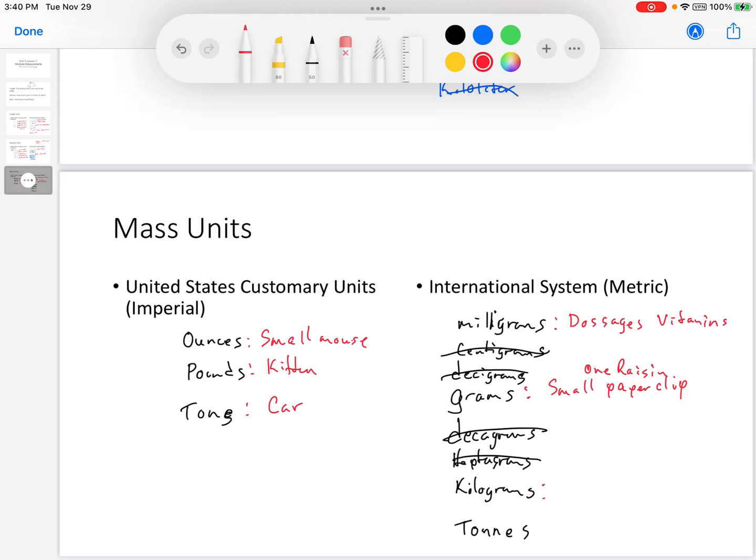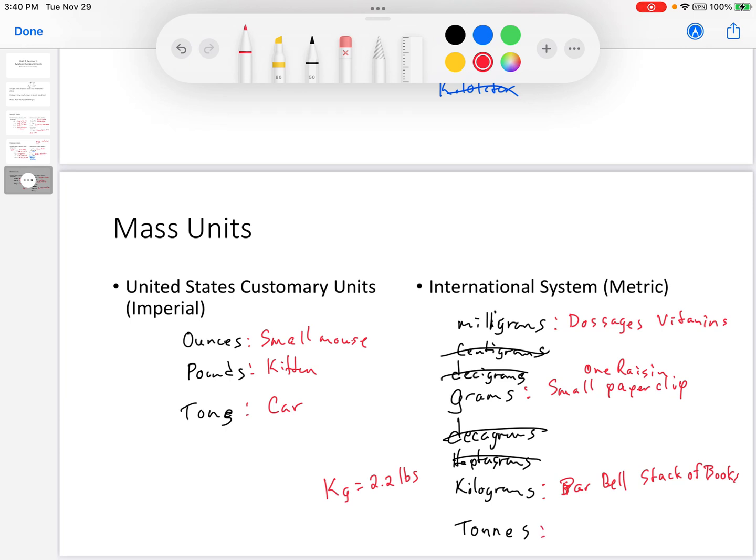A kilogram is 2.2 pounds. So you can see that it's twice as heavy. Something that's measured in a kilogram might be, let's see, well, you might have a barbell for lifting weights that's 1 kilogram. You might have a stack of books that might be measured in a kilogram.